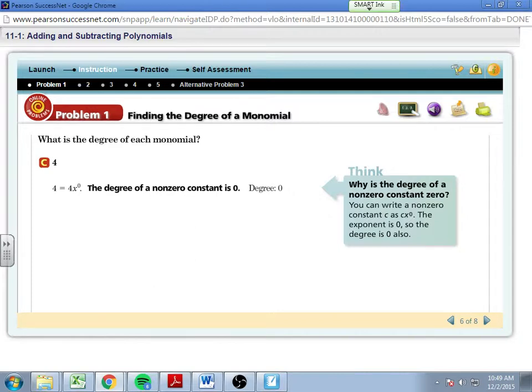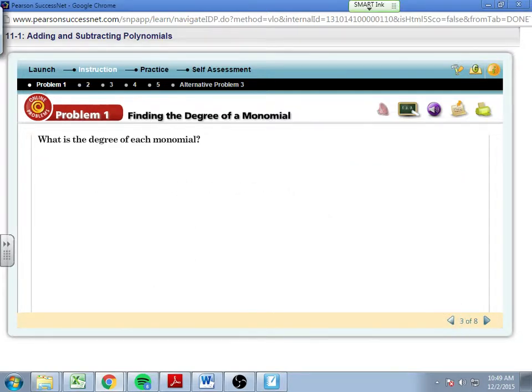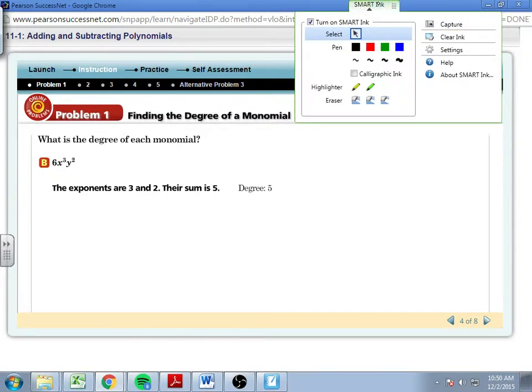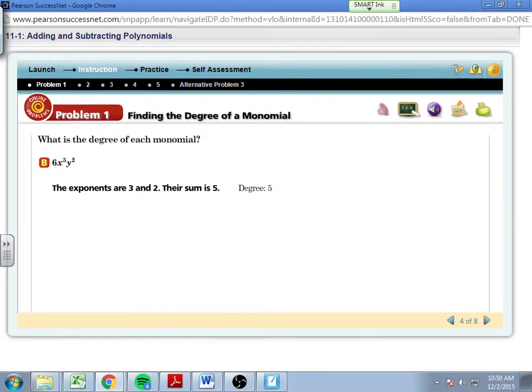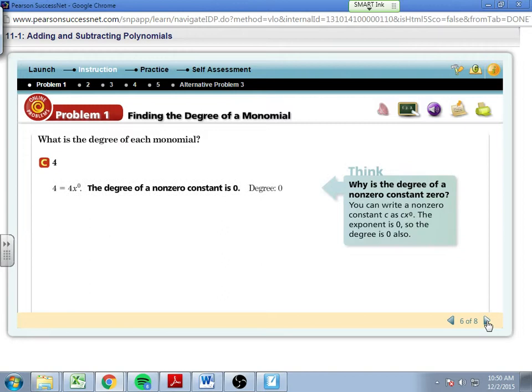So when we deal with these, and I should actually go back and capture, it's always the power of the variable. Because every number is always just to the first power, unless we want to rewrite it in a different way, which is just re-expressing the expression. There are some things about the Pearson upgrade that I do like, and how you select through the lesson is definitely one of them.